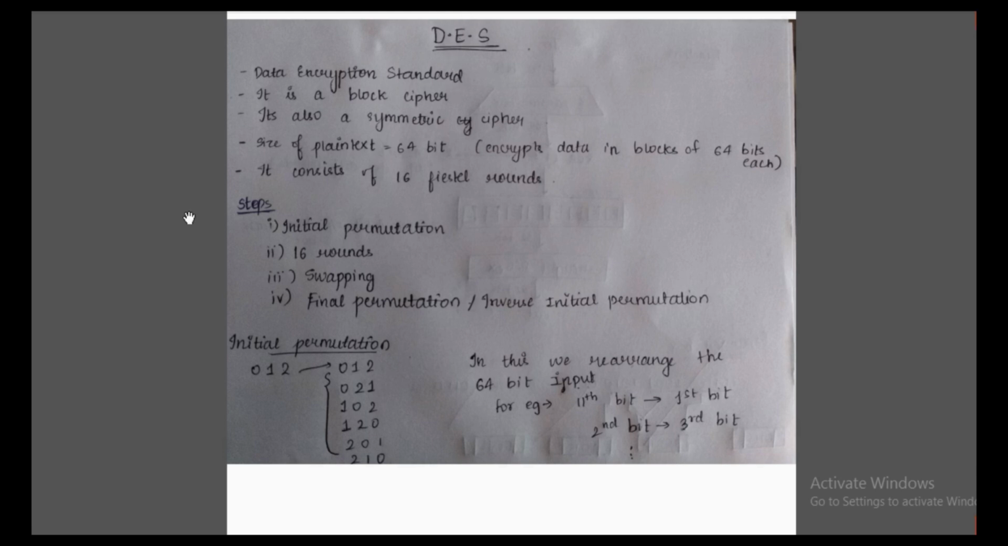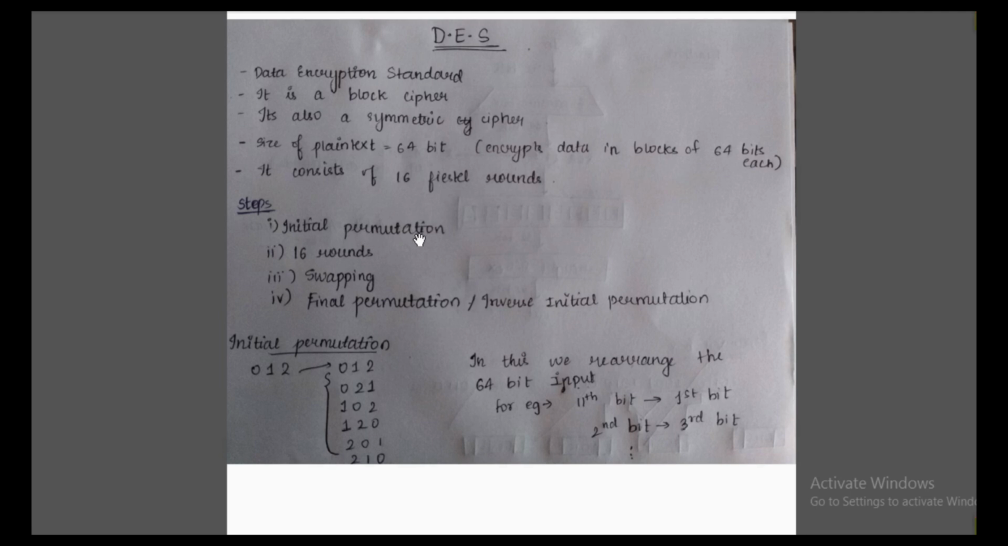In DES, the size of plain text which is used is equal to 64 bits, and it encrypts data in blocks of 64 bits rather than bit by bit. And what DES does is it goes through 16 Feistel rounds in order to encrypt the data. So when we see the steps for the encryption, we can say that it has 4 steps.